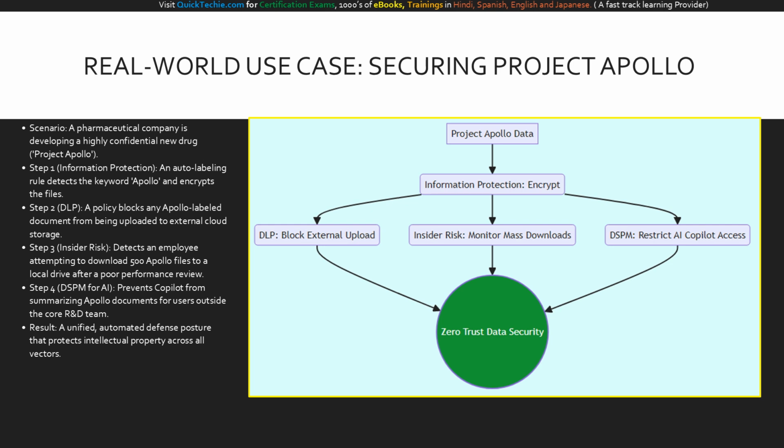This final diagram represents the synergy of Microsoft Purview. The Project Apollo data at the top is immediately processed by information protection, applying base encryption. From that secured state, the data flows through 3 continuous enforcement checkpoints: DLP blocking external uploads, insider risk monitoring for mass downloads, and DSPM restricting unauthorized AI access.